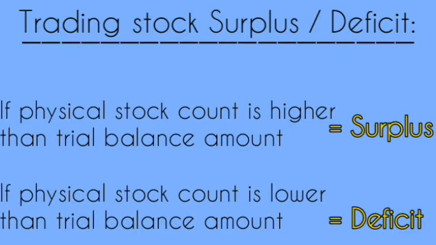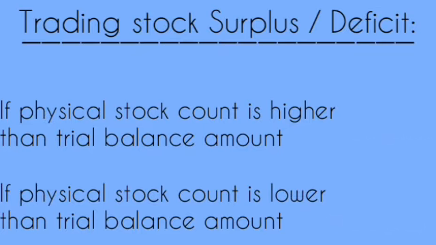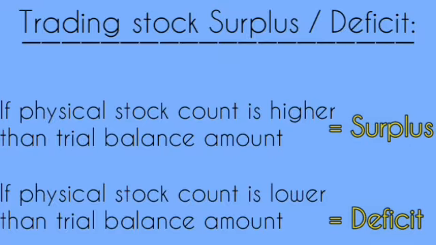If you haven't gotten the hang of your trading stock surplus and your trading stock deficit yet, you have a trading stock surplus if the one that you see in your information, meaning a physical stock taking, is higher than the one that is in your record, meaning in information A.